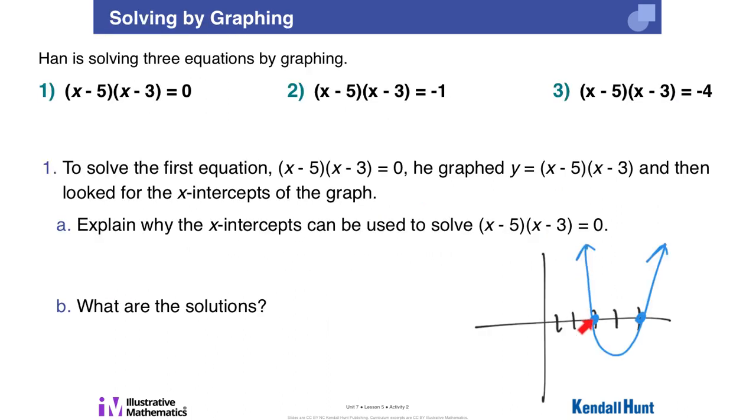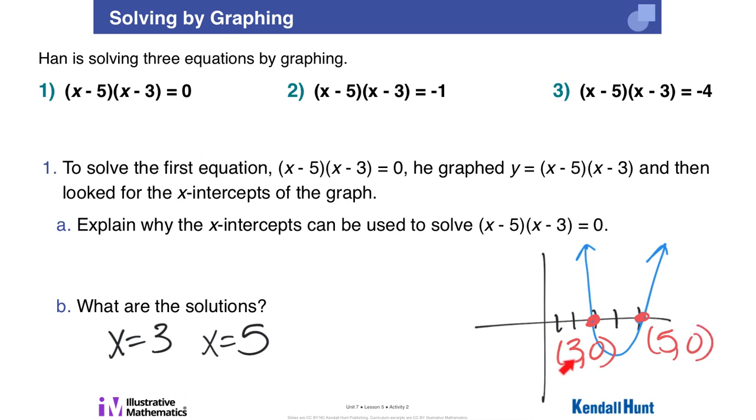When Han graphed this, he would see something like this. And first of all, let's look at the solutions. We see that it's crossing the x-intercept at x equals 3 and x equals 5. And why does this work? Well, when you're looking for x-intercepts on the graph, I can see the coordinates of this point are 3, 0. The coordinates of this point are 5, 0.